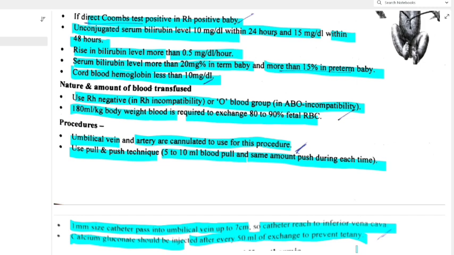We are cannulating the baby's umbilical vein and umbilical artery. We are using the pull and push technique. What is that? If 5 to 10 ml blood is pulled, the same amount of blood we push each time. Then a 1 mm size catheter is passed into the umbilical vein up to 7 cm, so the catheter reaches the inferior vena cava. Now calcium gluconate we also inject after every 50 ml of exchange to prevent tetany.